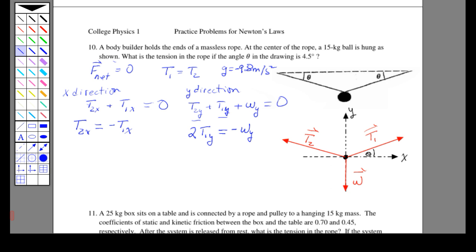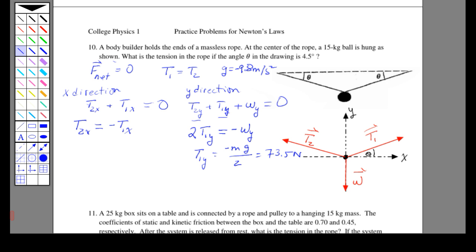What's left to do is we can now solve for the y component of our tension, which is just negative the mass times the acceleration due to gravity divided by 2. Plugging the numbers in your calculator, we should get 73.5 newtons. You can double check that for me. Okay, so we have the y component. How do we get the x component?